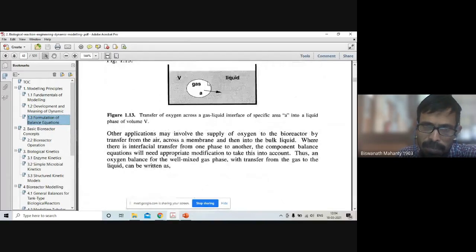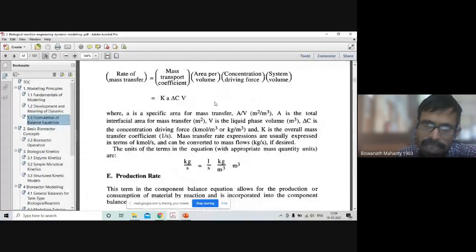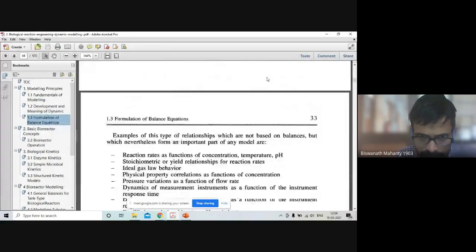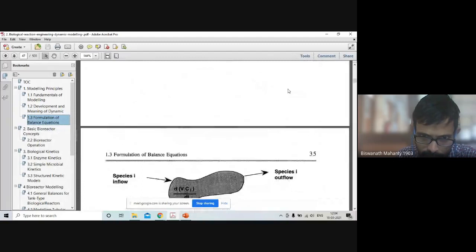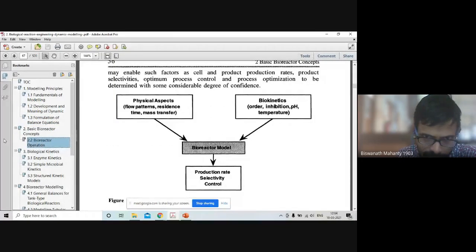Gas transfer: gas phase to liquid phase mass transfer is happening. So KLa, I told you, K into A into the concentration gradient is the driving force. Similarly, product formation rate, all those things we discussed. Please try to go and see these things, mass balance, total mass balance. So section 1.3, I think you will take care of that.